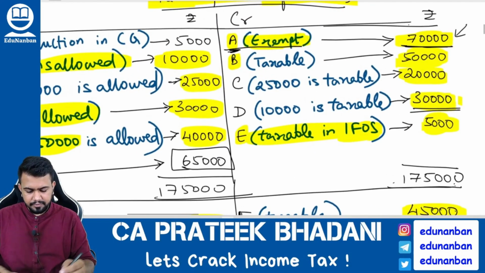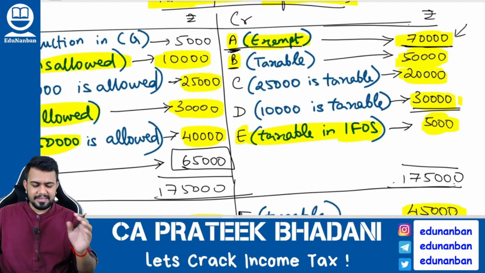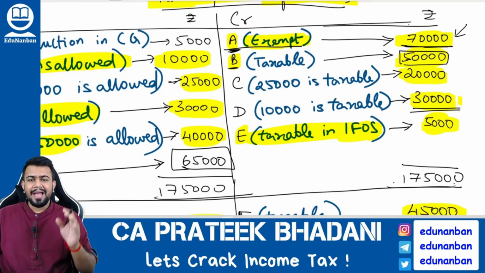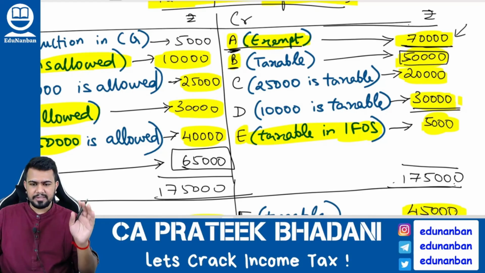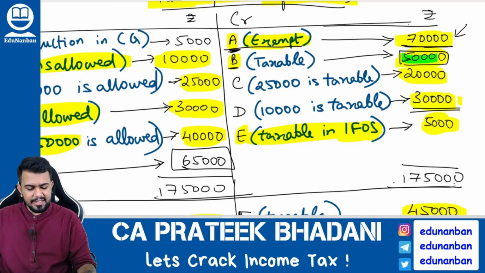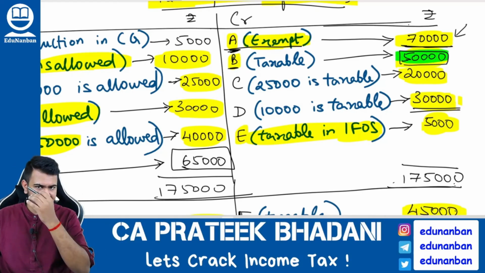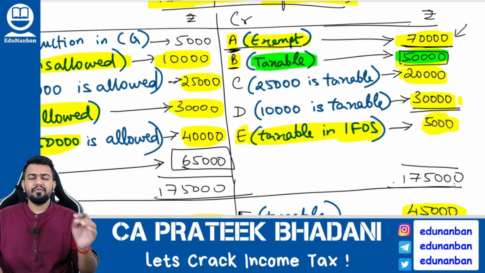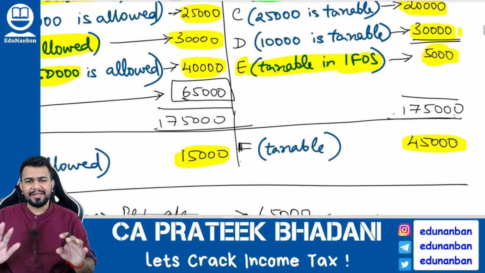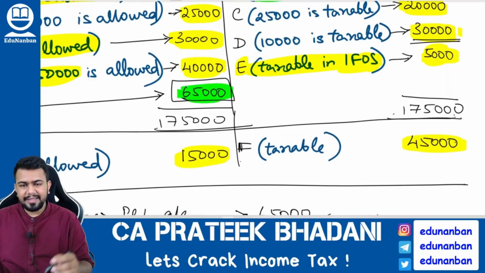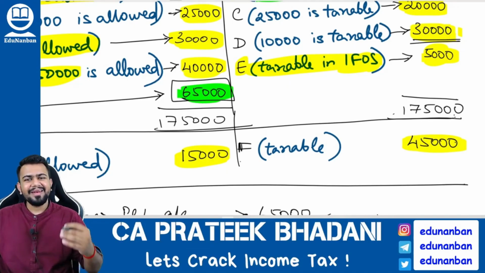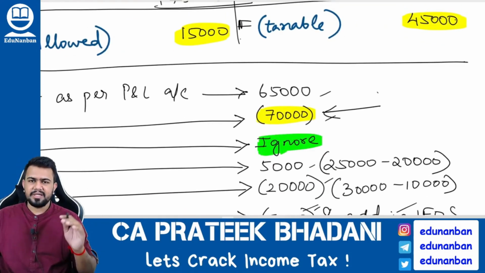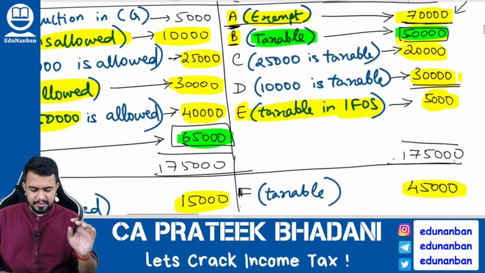Then next, B. B is a transaction of 50,000 rupees. It is considered as income under PGBP and it is also taxable under income tax law. If a transaction is an income under profit and loss account and is also taxable under income tax law, then what you have to do? You need not do anything, because while calculating the 65,000 net profit, already it has been considered as an income. Hence, ignore such transactions. Fine. Next.